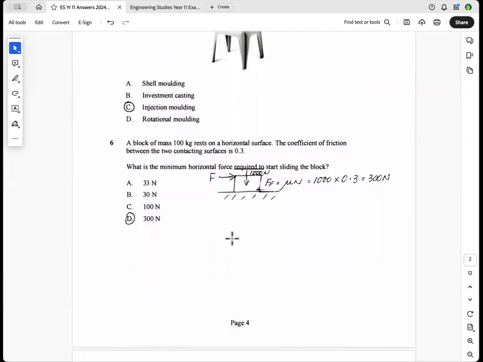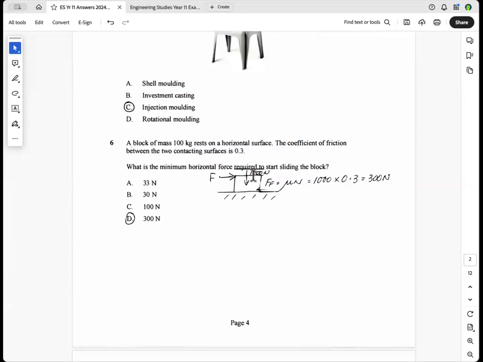A block of mass 100 kilograms, don't forget, mass is different to force, rests on a horizontal surface. The coefficient of friction between the two contacting surfaces is 0.3. What's the minimum horizontal force required to start the block sliding?